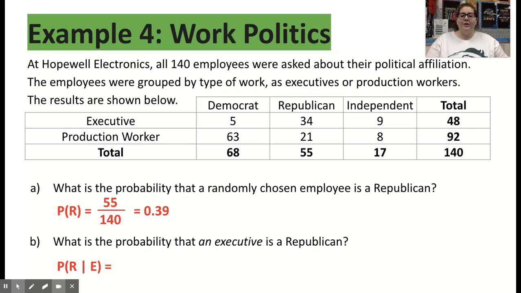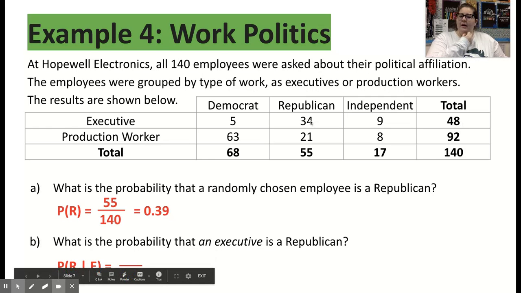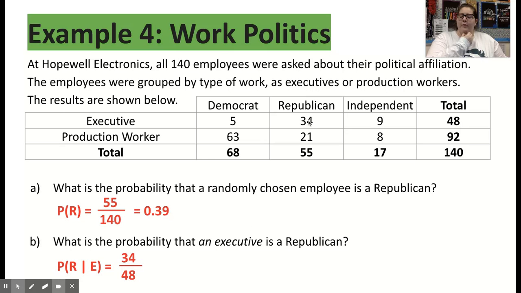And then the way that I would look at that on my table is I'm only looking at that top row of executives because that was my given, that was my narrowing down of the total. So in that top row, I can see that 34 are Republicans out of 48 total. So 48 was the total number of executives because that was given. And then in that row, 34 were Republicans and 34 out of 48 is 0.71.